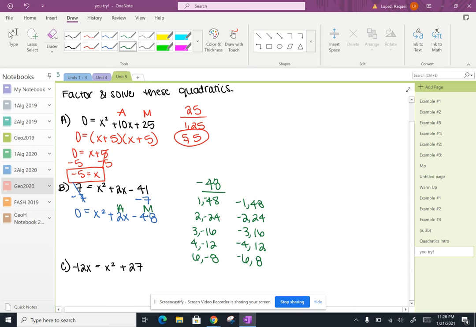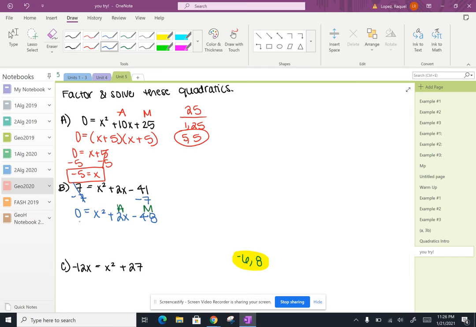Okay, so now of these pairings, I'm looking for the one that adds to positive 2, because this sign right here is a positive. So we want this pairing, because negative 6 plus 8 equals positive 2. So I can get rid of all of these. I don't need them.